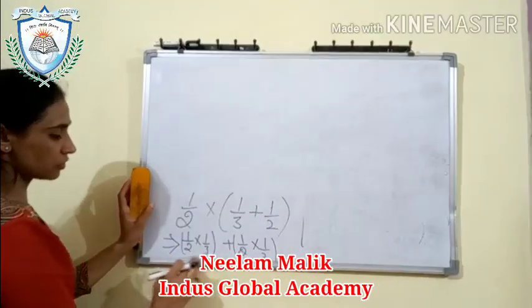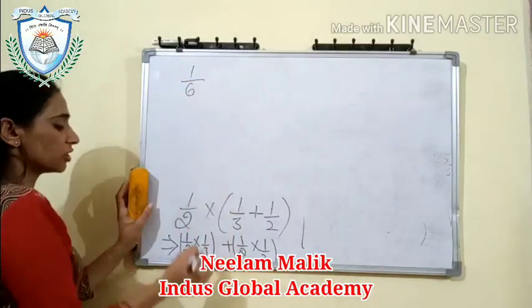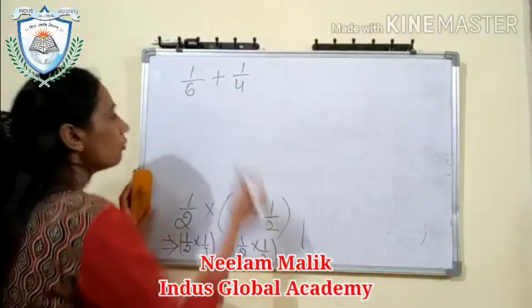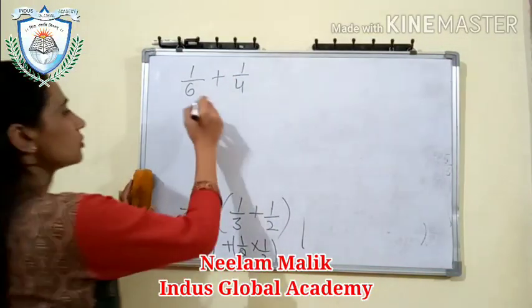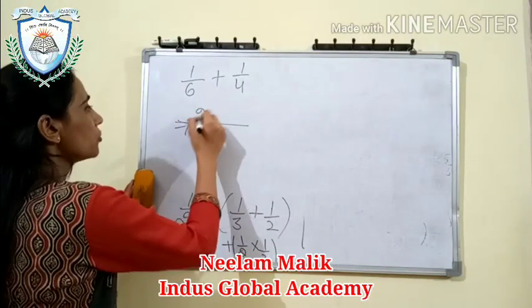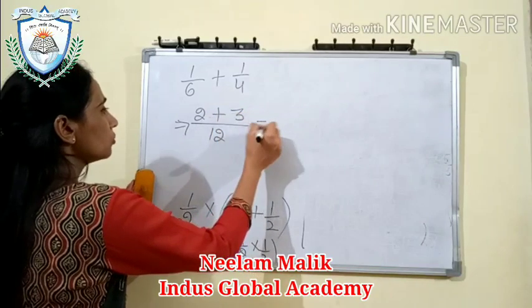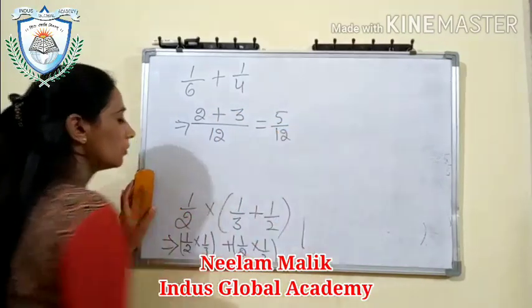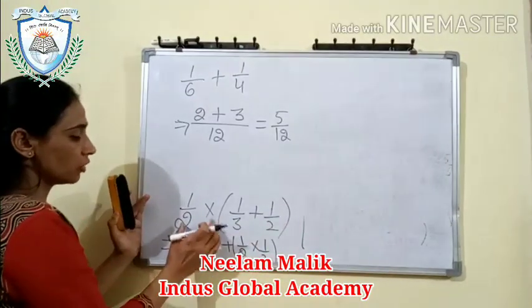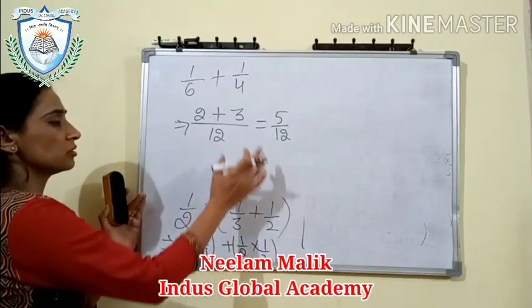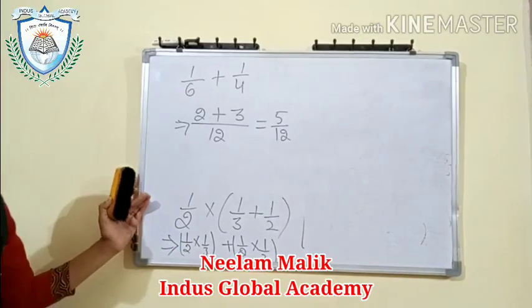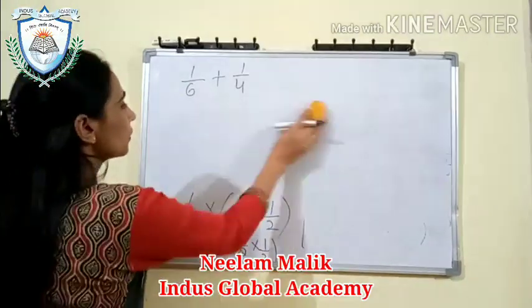Now I am solving here. First solve this: 1 upon 6, because in multiplication we multiply. Here will be 1 upon 4. Now you will solve this. How will you solve this? What will be your LCM? 12. So here will be 2 plus, here will be 3. So this is 5 upon 12. If you solve this side like this, first solve this, then multiply this by this, you will get the same answer. The answer will not change. You can solve this with the help of the left hand side and the right hand side also.